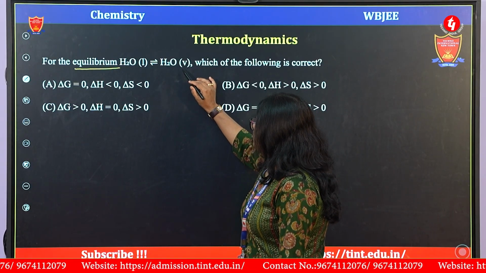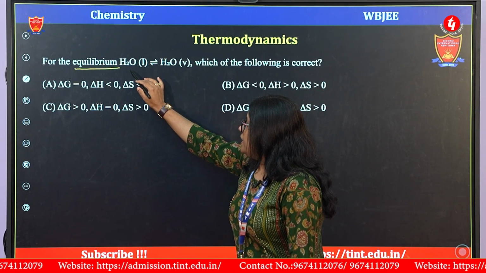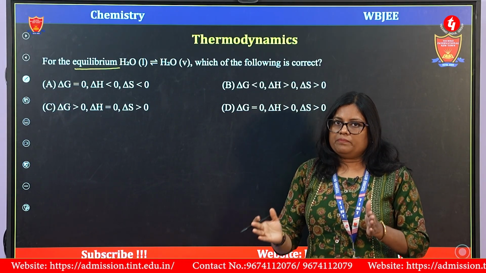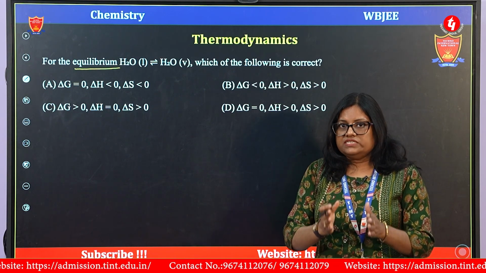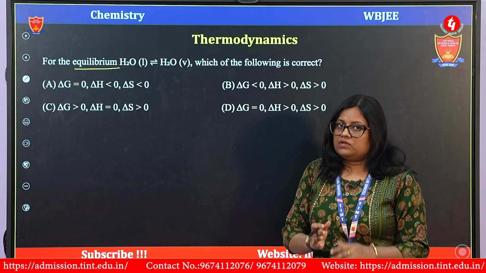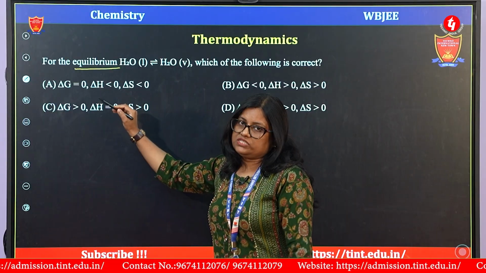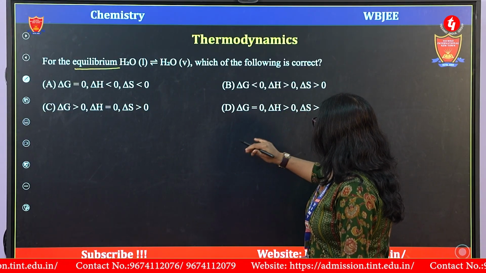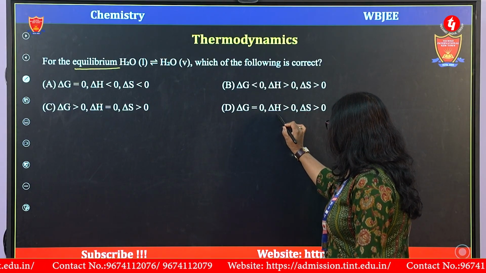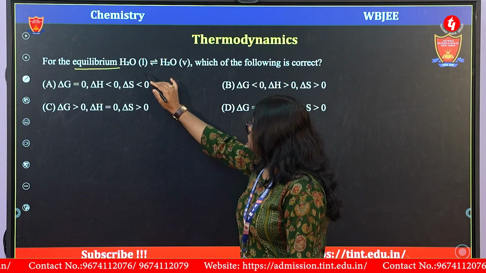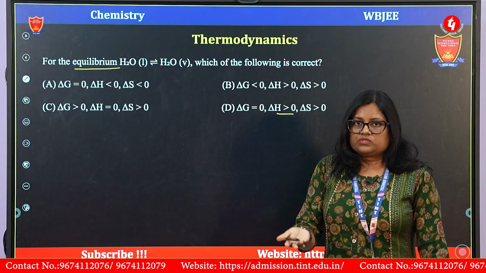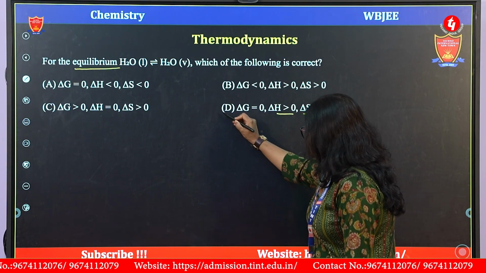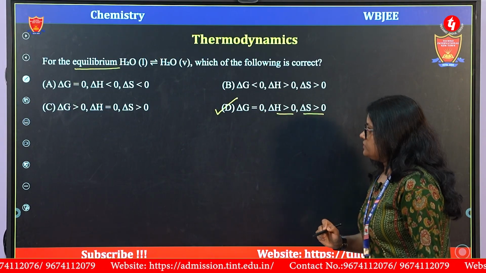Here liquid to vapor means energy is required to break the bonds. When liquid forms vapor, energy is needed to break the bonds. So, delta H is positive, an endothermic process. Also, when liquid forms vapor, randomness increases, so delta S is also positive. So, D is correct.